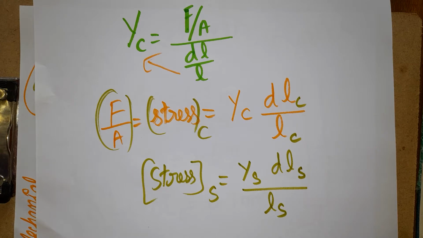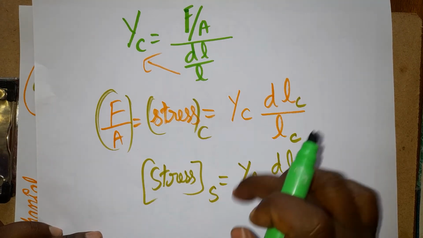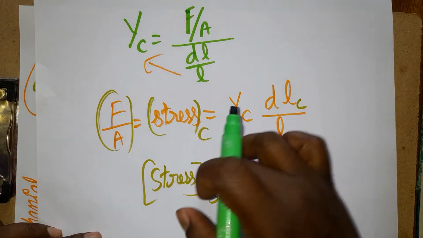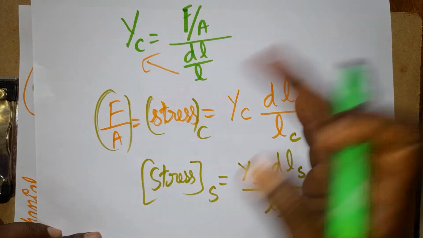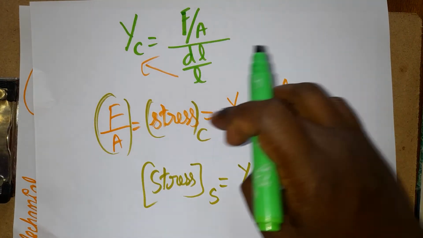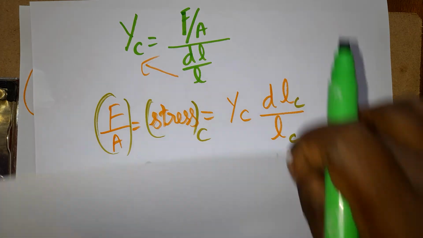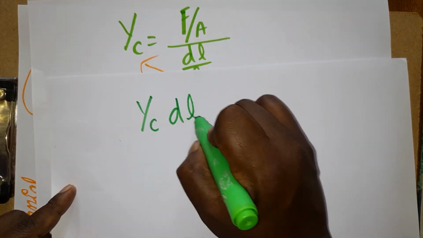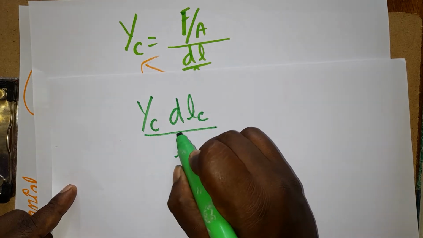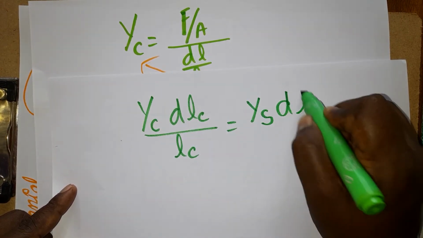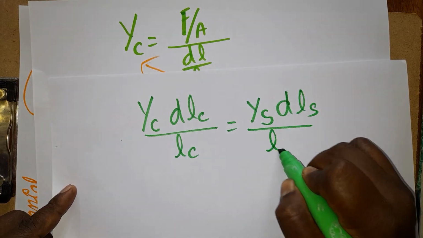Actually, the stress for both is equal. We applied the same load and the same area, so stress, meaning force per unit area, is equal for both conditions. If we make these two equal, we get Young's modulus of copper wire times changing length of copper wire divided by original length of copper wire, equal to Young's modulus of steel wire times changing length of steel wire divided by original length of steel wire.